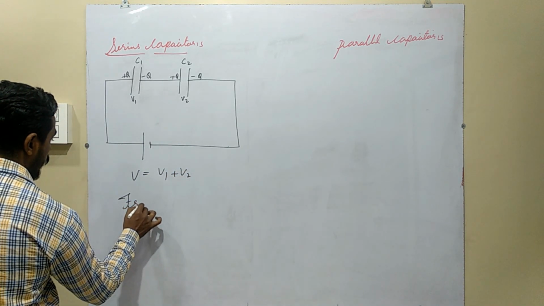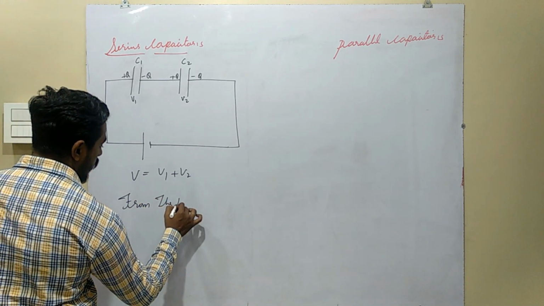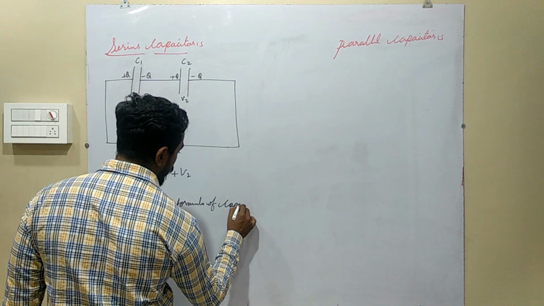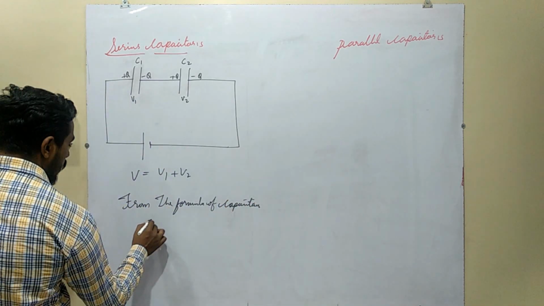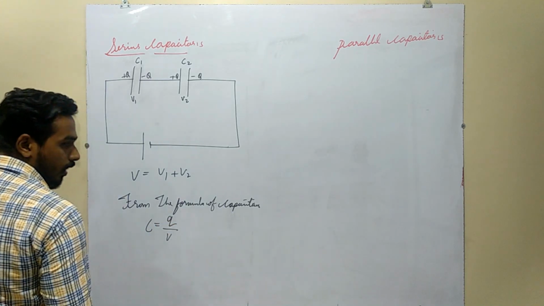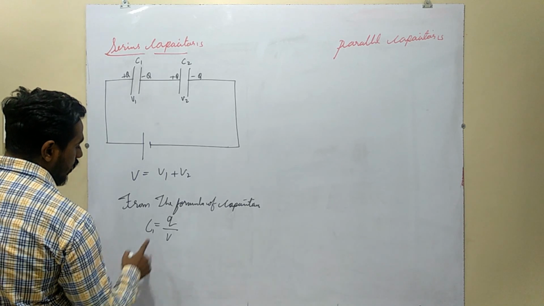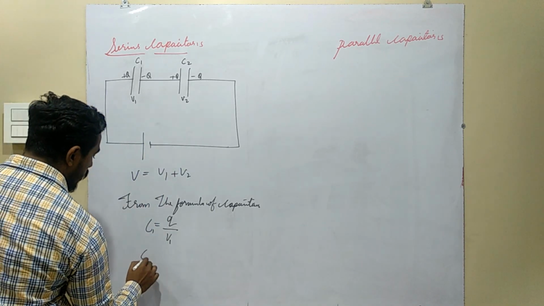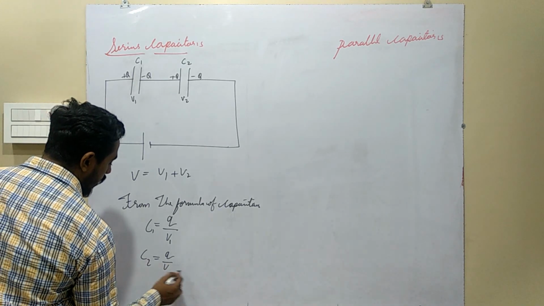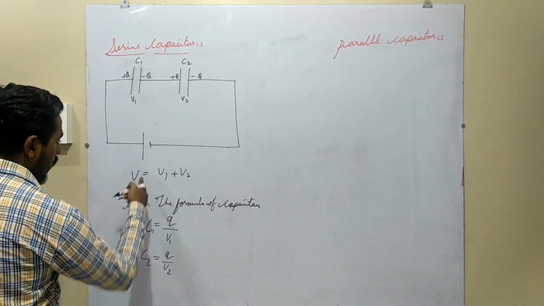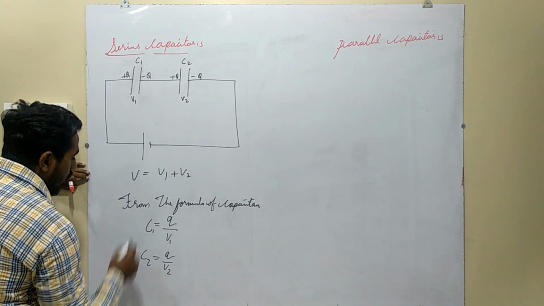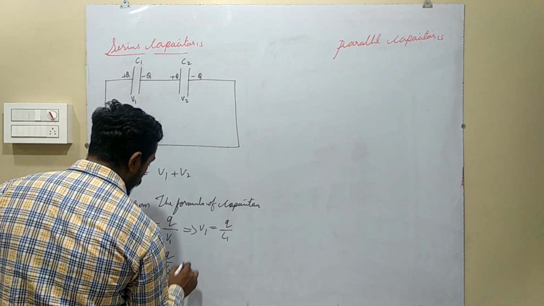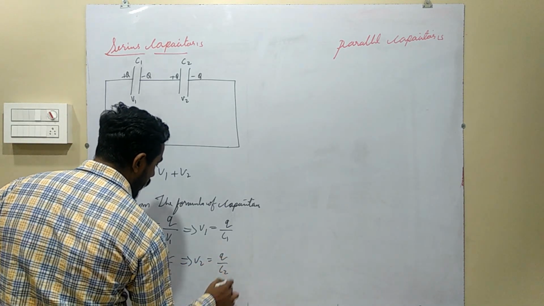From the formula of capacitors, that is C is equal to Q by V. Okay, I have two capacitors, therefore I write C1 is equal to Q by V1. Why did I take V1? Because here I have V1, V2. Therefore C2 is equal to Q by V2. Therefore when I substitute these values in this equation, I calculate V1 is equal to Q by C1 and V2 is equal to Q by C2.